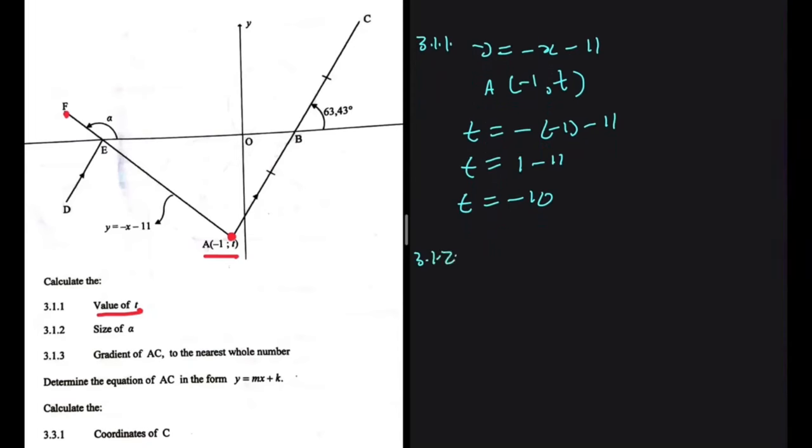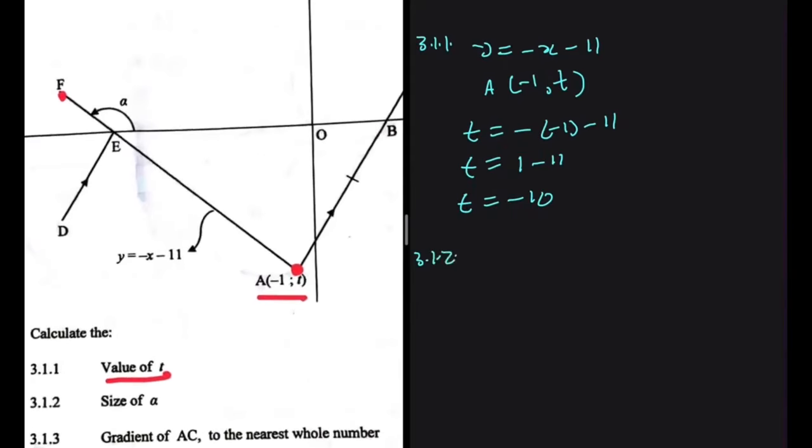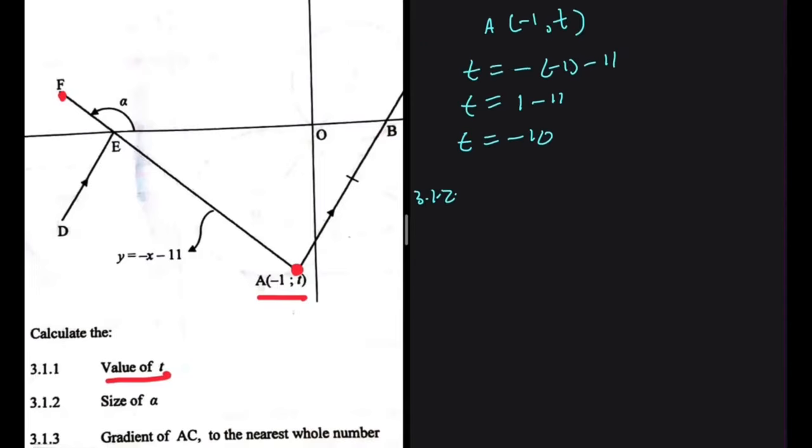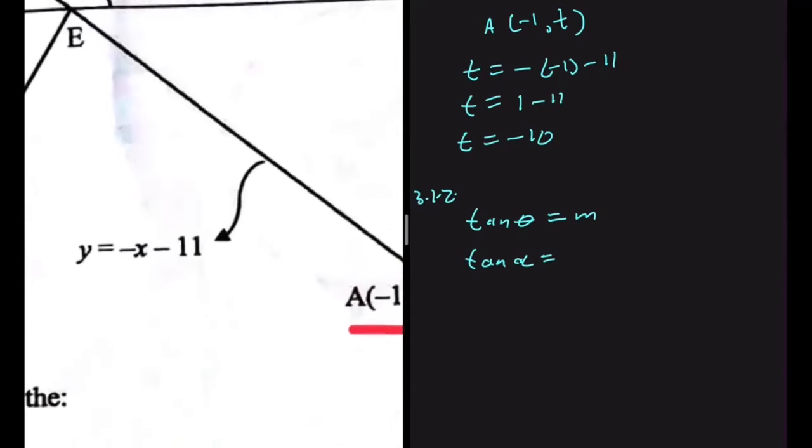So we're looking for the size of this angle alpha that is right here, right? That is our angle of inclination. And we know that to find an angle of inclination, we can easily say that tan of theta is equal to the gradient. So we have tan of alpha being equal to the gradient of that line. It is the line AF, right? And then the gradient is given here in our equation.